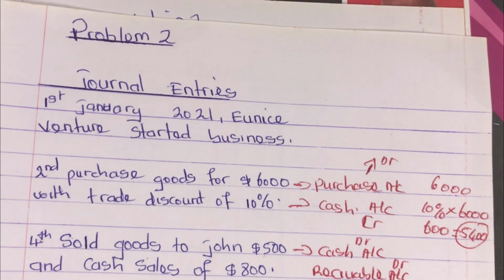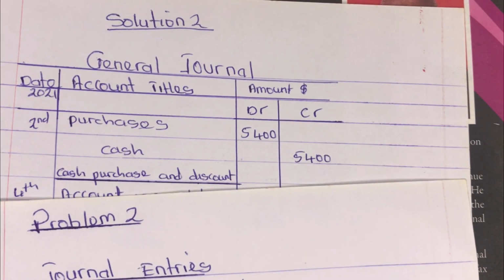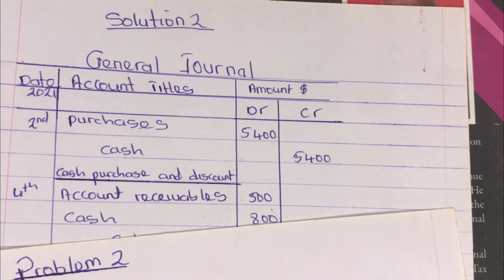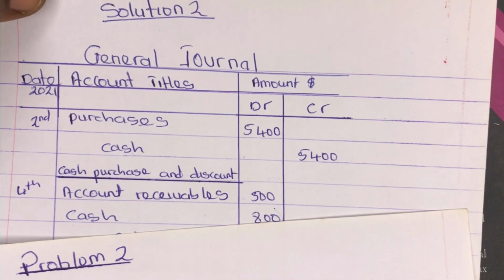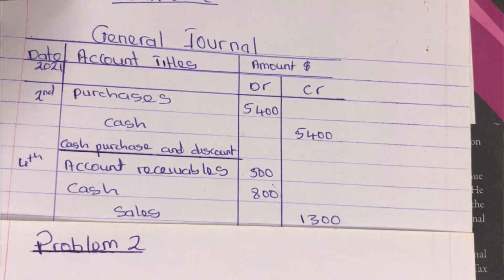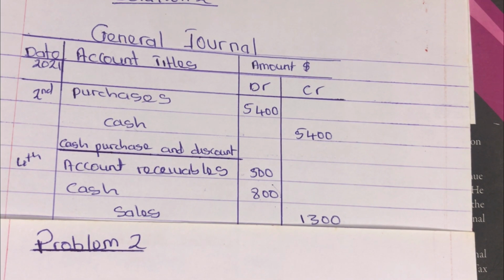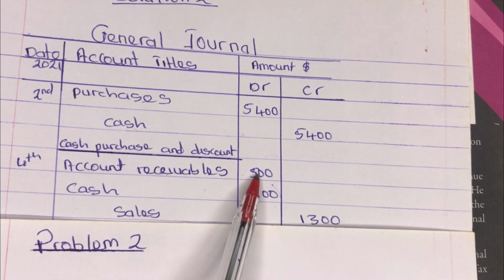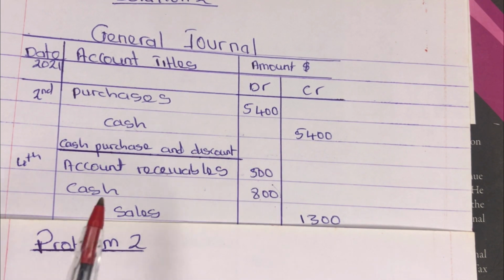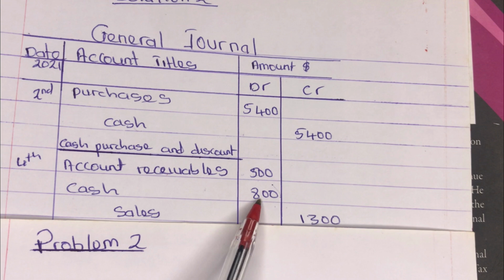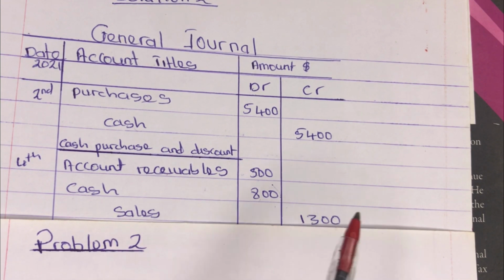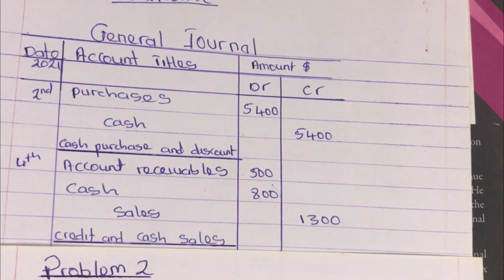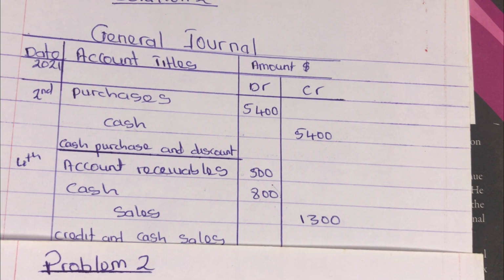So let's look at the transaction. So we debit account receivable 500, the money that we sold to John on credit, and cash 800, and sales 1,300 is credited. That was credit and cash sales that we made.